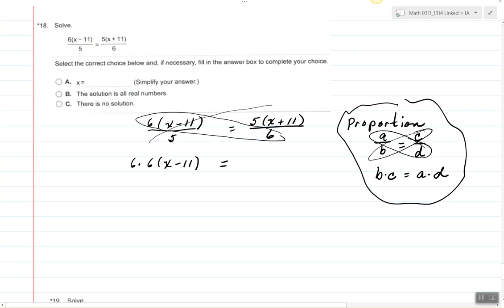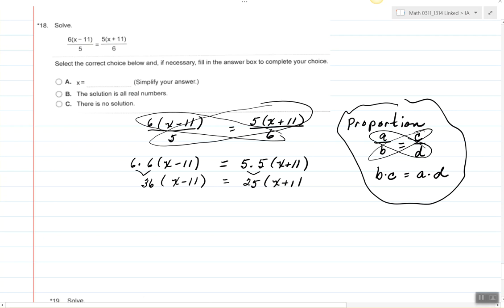Let's look at this cross product the other direction. It is 5 from the bottom times 5 times x plus 11. I'm going to go ahead and multiply 6 times 6 and call this 36 times x minus 11 is equal to, multiply these, that's 25 times x plus 11.